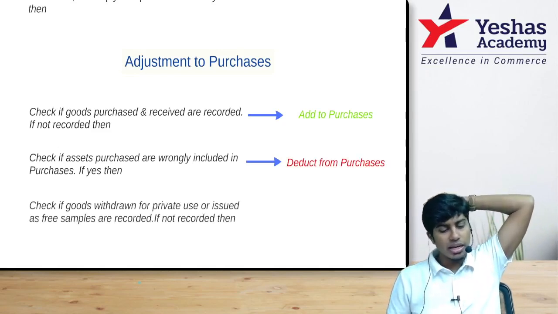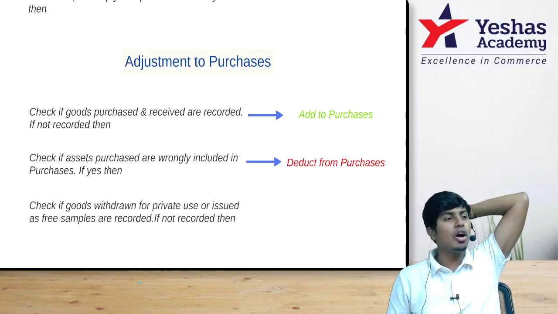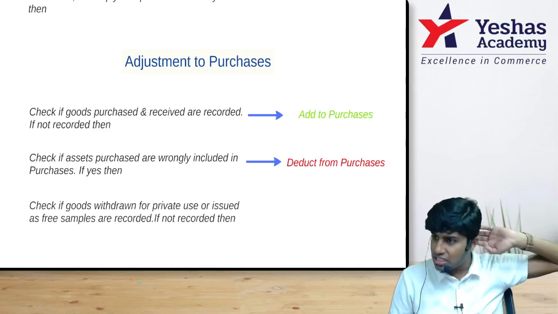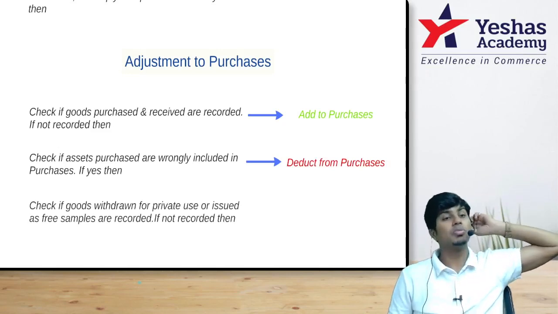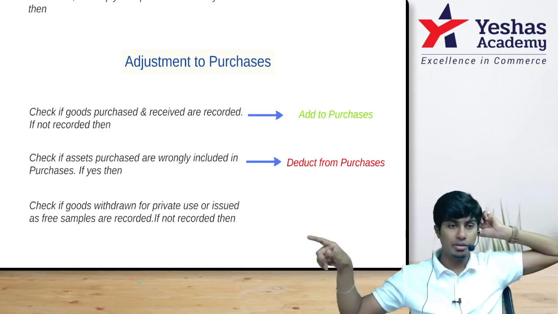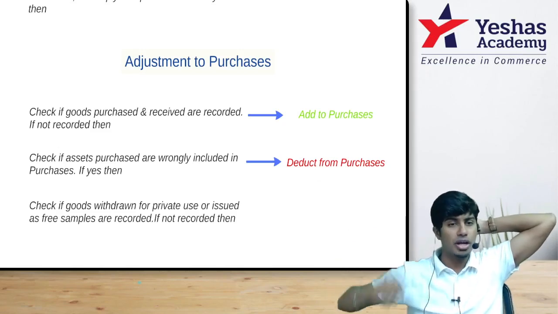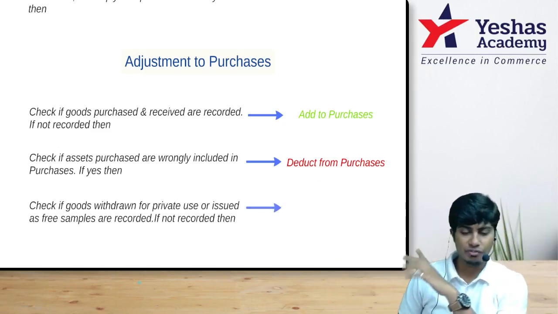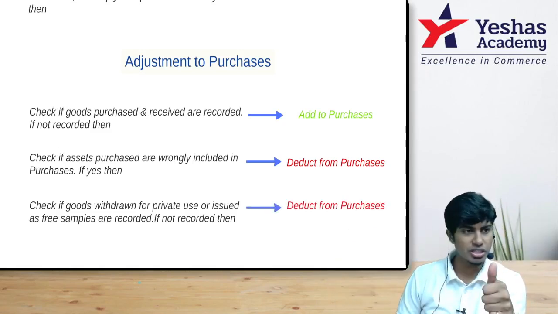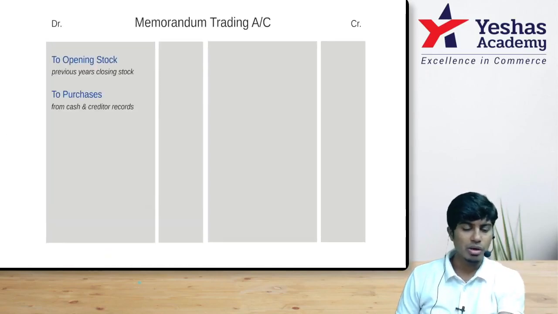Understood this? Then last one. Check if goods withdrawn for private use, goods issued as free sample, goods sent on return or approval, consignment, has it been recorded? If they have been sent but not recorded, you should record it and then compute the stock as on date of fire. It should be deducted from purchases. Understood these three adjustments? Very good. Come on, let's go back.